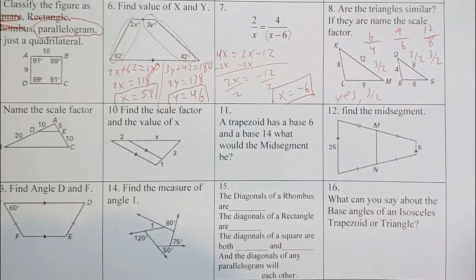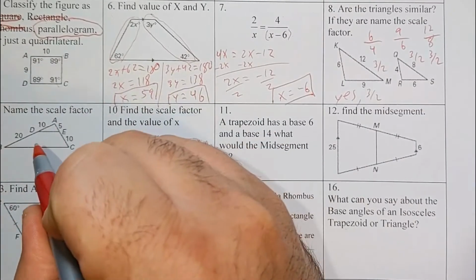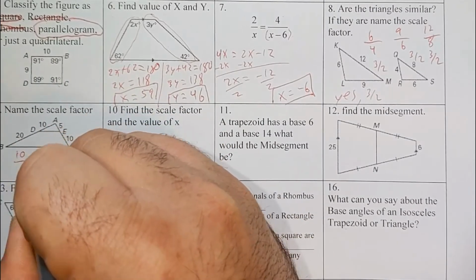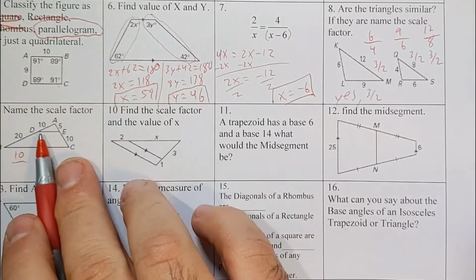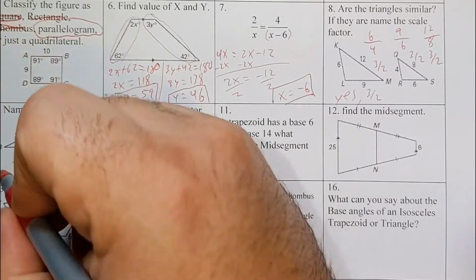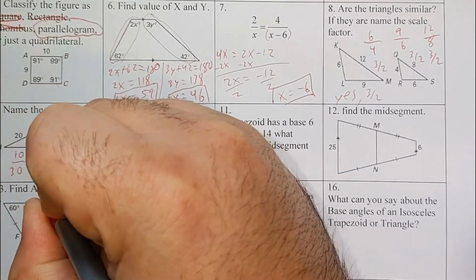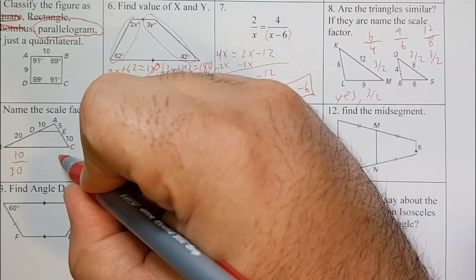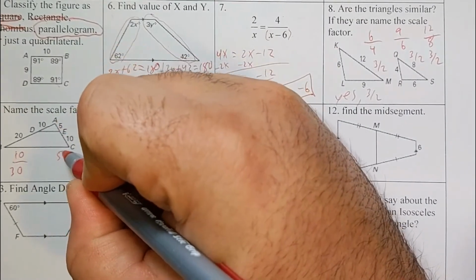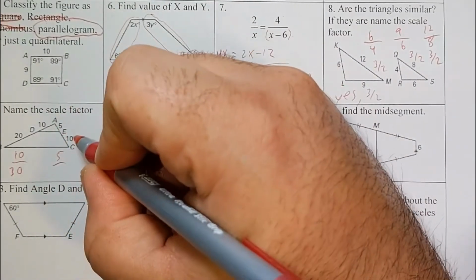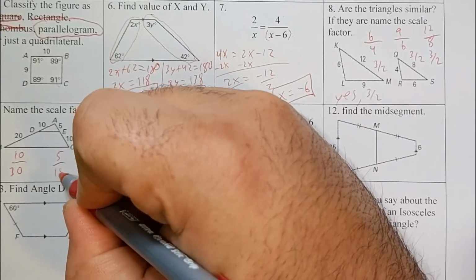Remember, you're comparing triangles, not the top to the bottom. So on the left side, you're going to go 10 for the little triangle's left side, but then the big triangle's left side is not 20. You're going to add them up. 10 and 20 makes 30. On the right side, same thing. The little triangle's right side is 5. The big triangle's right side is not 10, it's 5 and 10 together, 15.